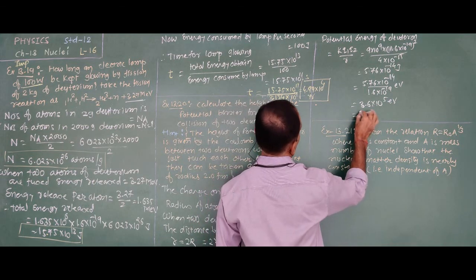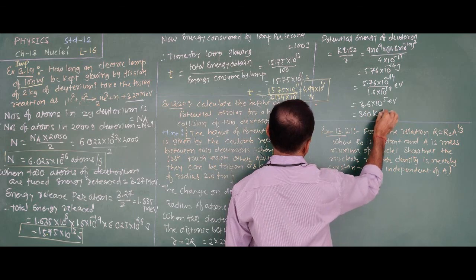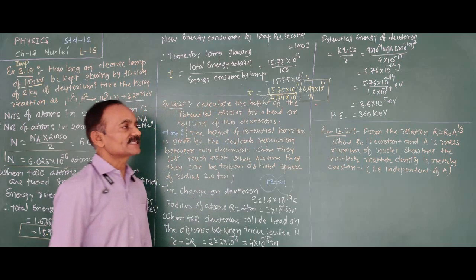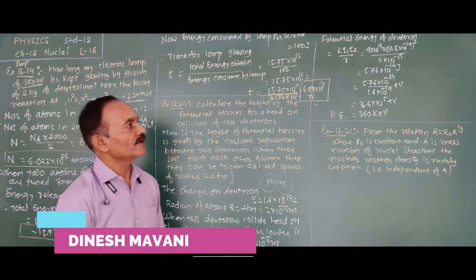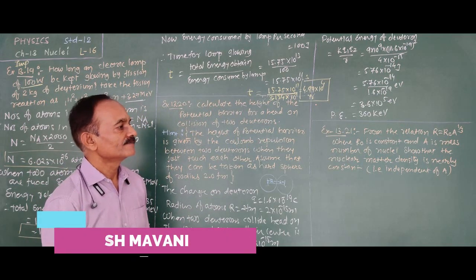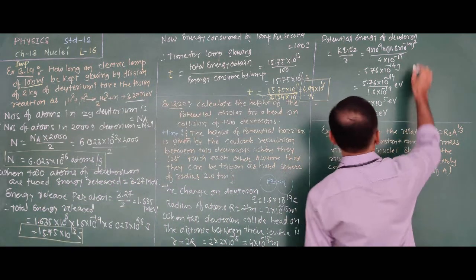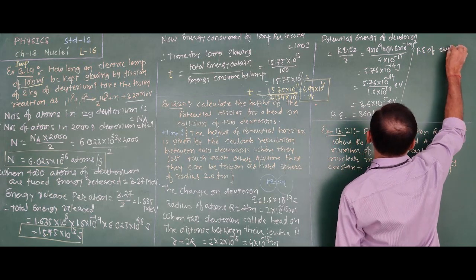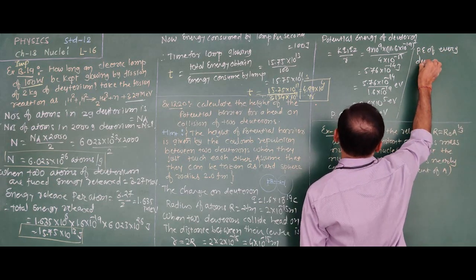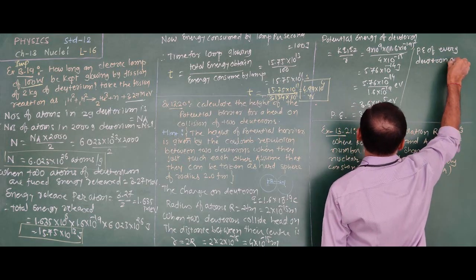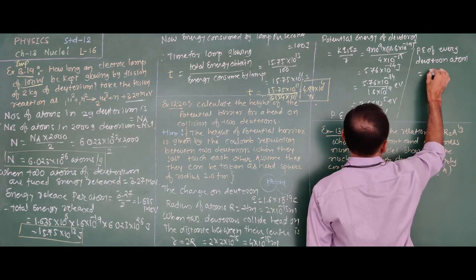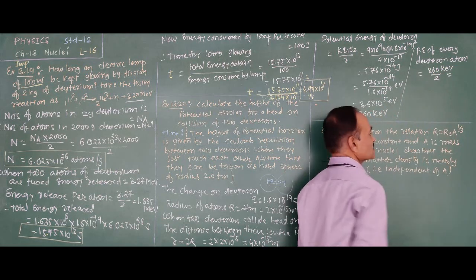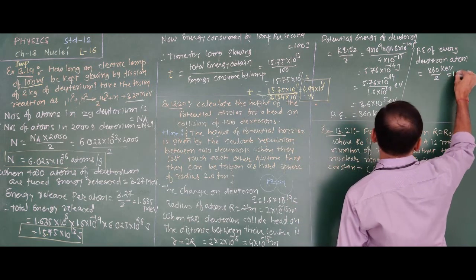Right. Therefore, 360 kilo electron volt. That is the potential energy of the system of two deuterium atoms. Therefore, the potential energy of every deuterium atom is equal to 360 kilo electron volt divided by 2. That is 180 kilo electron volt.